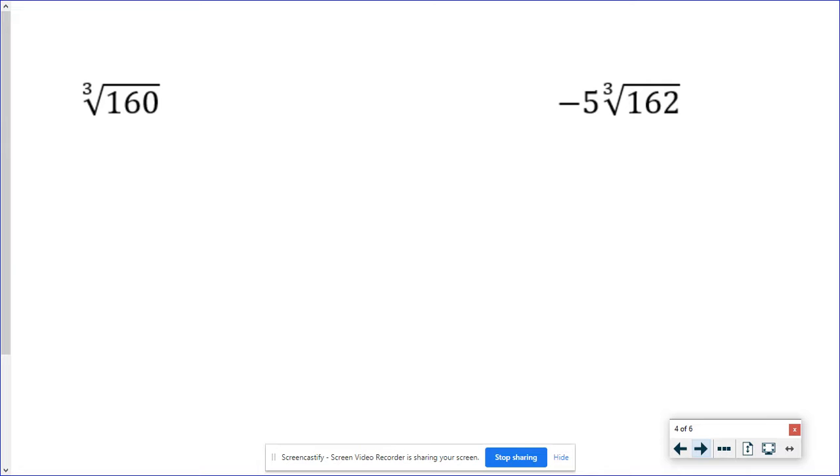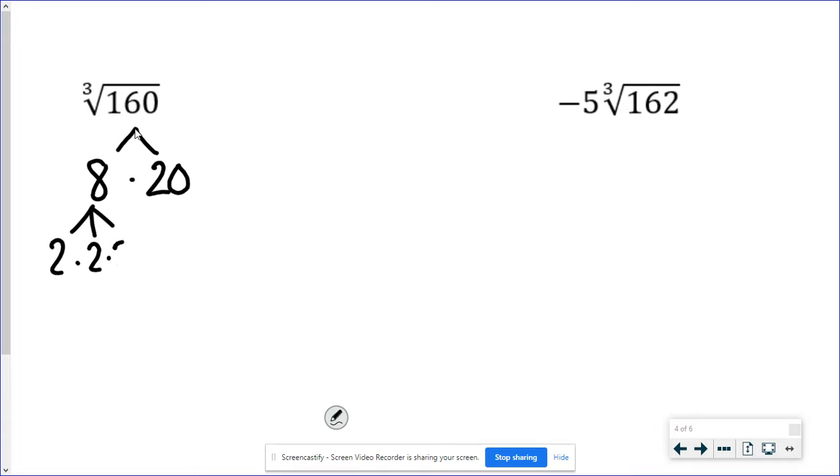In the problem on the left, the cube root of 160. Well, that one clearly will divide by 8 nicely. 8 times 20 would be 160. So the 8 is going to be a 2, 2, 2. 20, I'm not seeing a perfect cube, but if I would do like 4 times 5, and then I get a 2 and a 2, well, I've got this triple. But all the other stuff, I don't have 3 of a kind. So that just all gets put back together into one number.